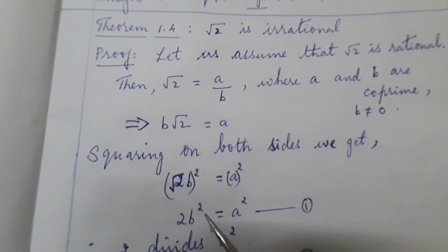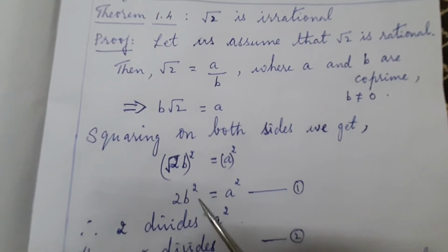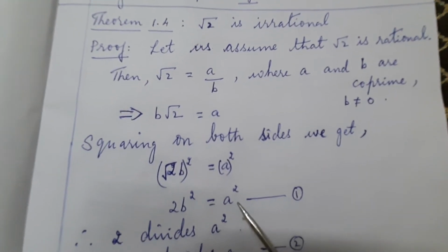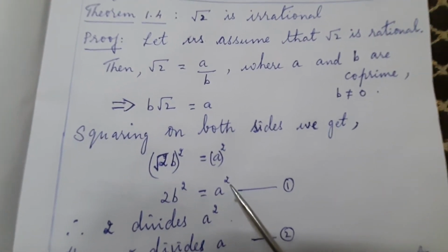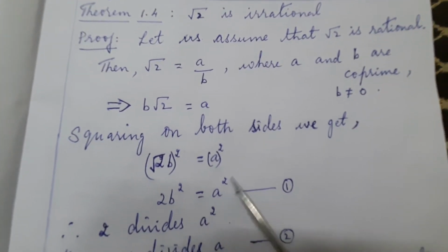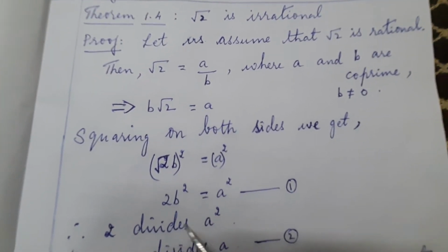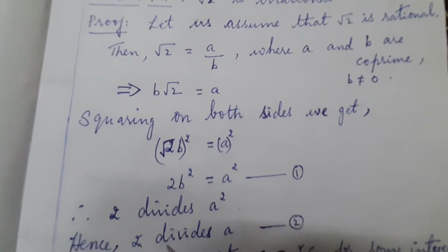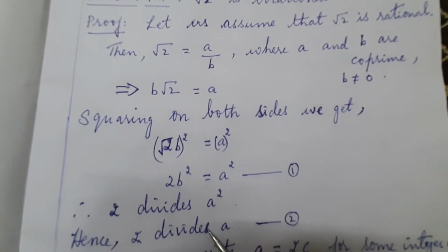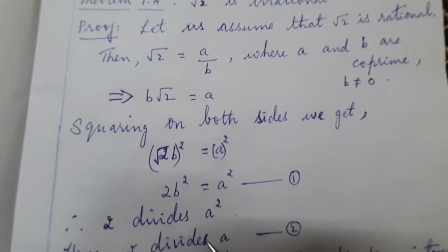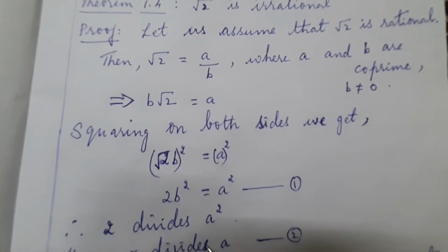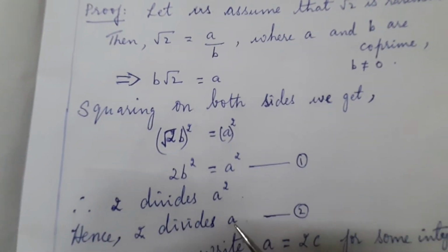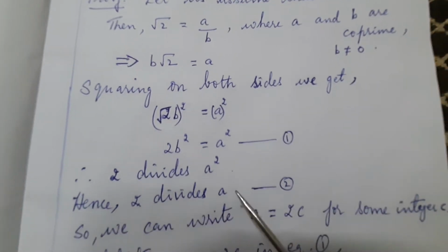Now, when I write like this, if I want b square, what will you get? a square by 2. So now what does this show? This 2 divides a square. If I want, I can write b square is equal to a square by 2. So I can say 2 is dividing a square. If 2 is dividing a square, automatically 2 will divide a. For example, if I divide 2 square by 2, 2 square is 4, so automatically 2 is also divisible by 2. So, when a square is divisible by 2, a is also divisible by 2. So, 2 divides a.